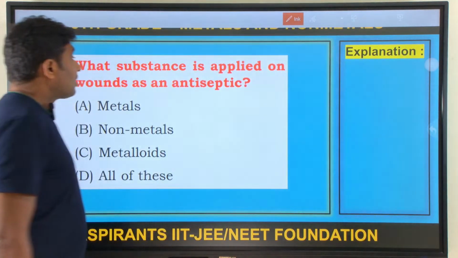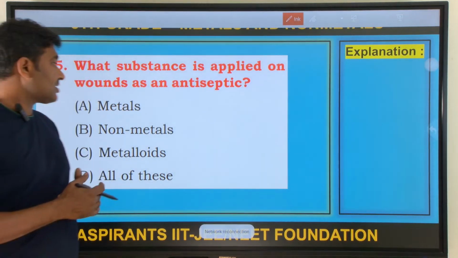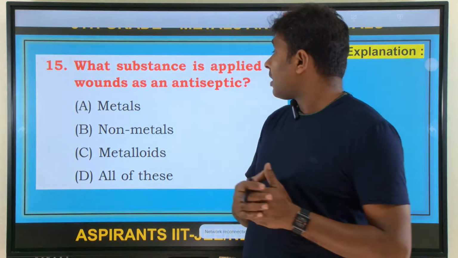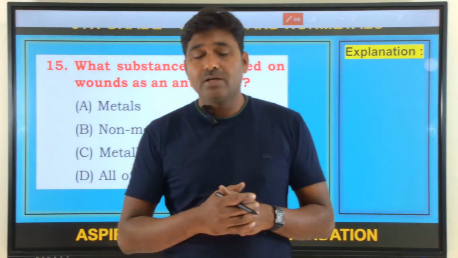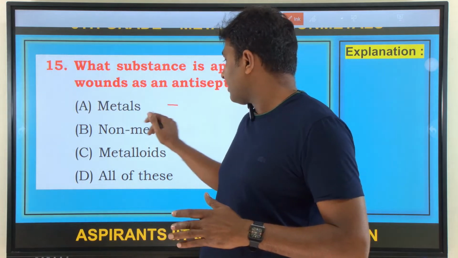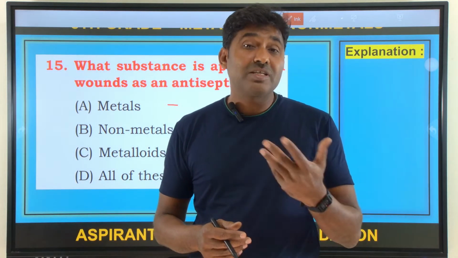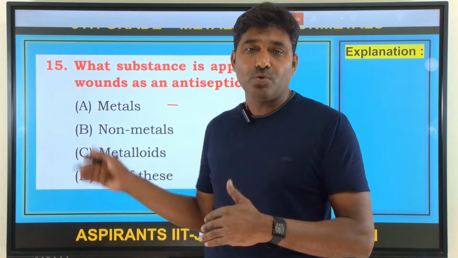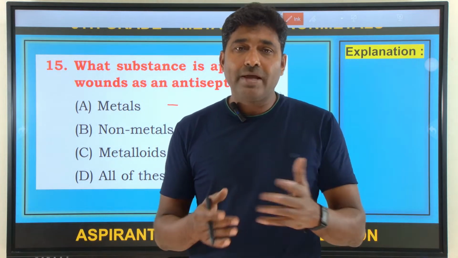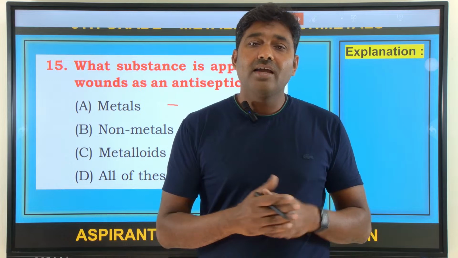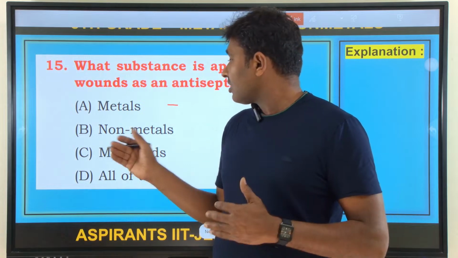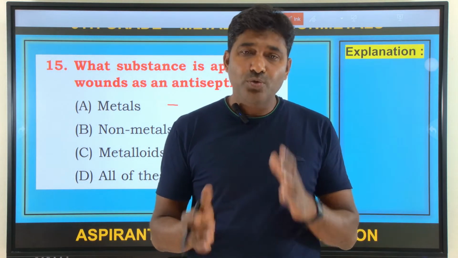Now next question: what substance is applied on wounds as an antiseptic? Here names are not given, only categories. Substance means which category of substance is used on wounds to heal them. Generally, sulfur is applied on wounds because it acts as an antifungal and antibacterial agent. That is why sulfur is used to cure skin diseases.